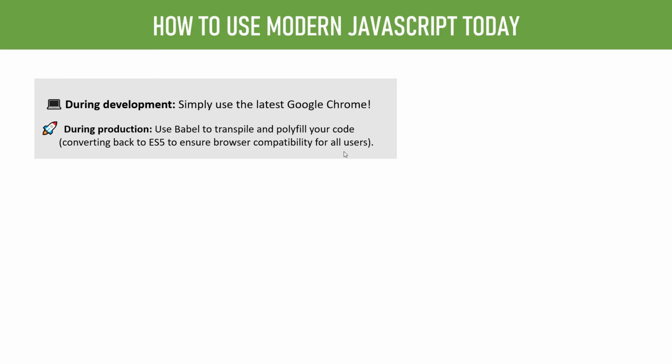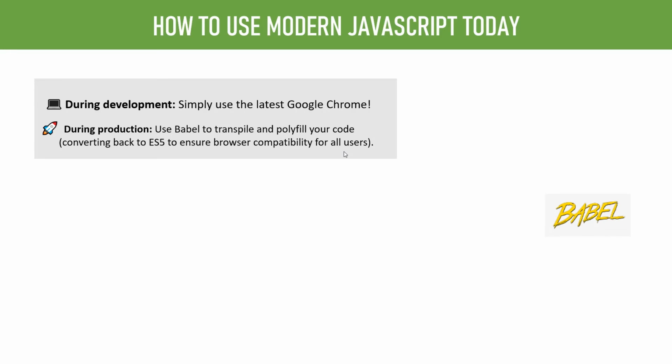We will use a tool called Babel later in the course to transpile our code, but for now, during the course, we won't need that, again because you are using the most up-to-date browser during development. Transpiling back to ES5 is only necessary after your application is developed and you want to ship it to your users. Alright, so now let's take a look at how different JavaScript releases can be used today.